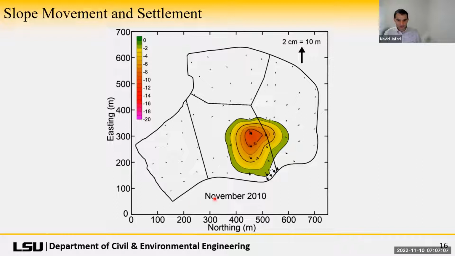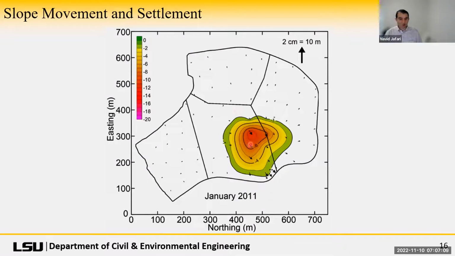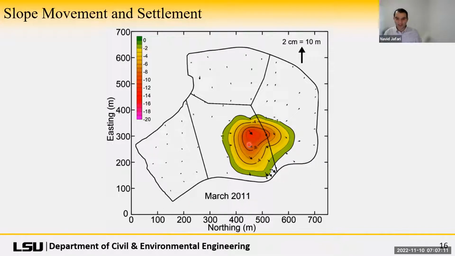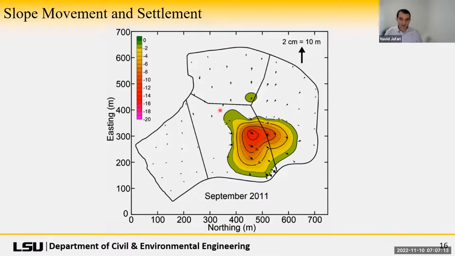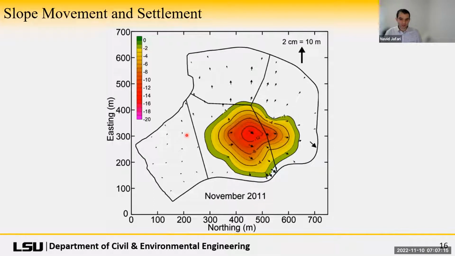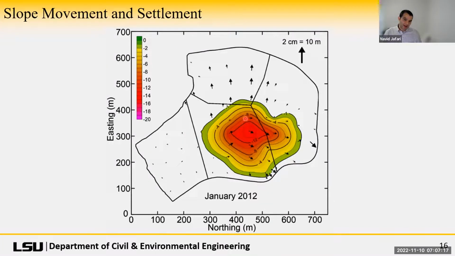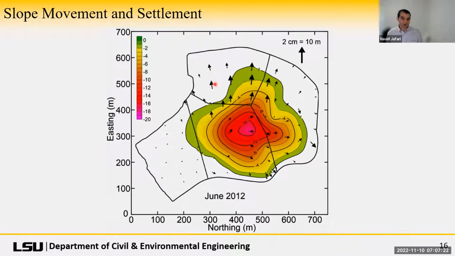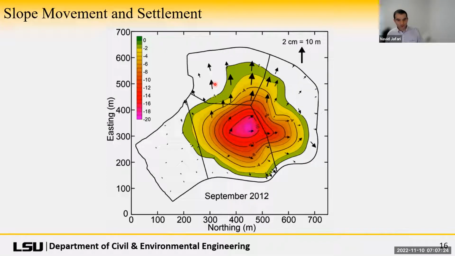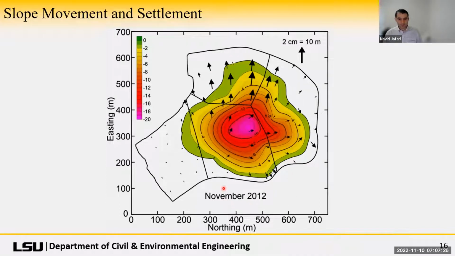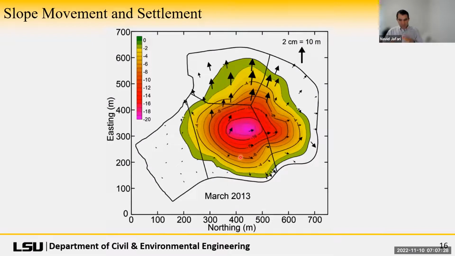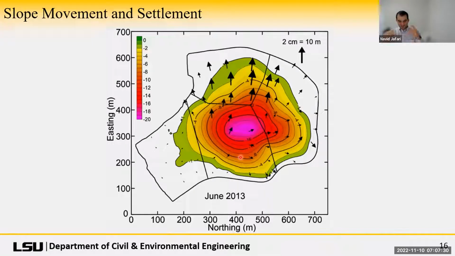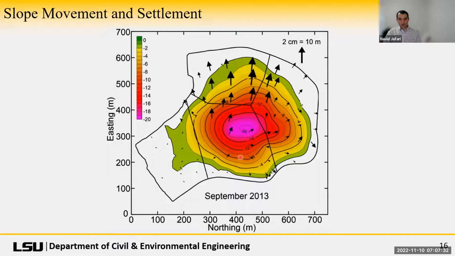And as we progress through 2010, we can see that the settlement bowl is increasing. Then the arrows surrounding the settlement bowl are also increasing. And as it expands out towards cell 7, we start seeing those arrows pick up as well. And this is a really good demonstration that the settlement bowl, where we're seeing the settlement, is where a lot of the heat core is happening.